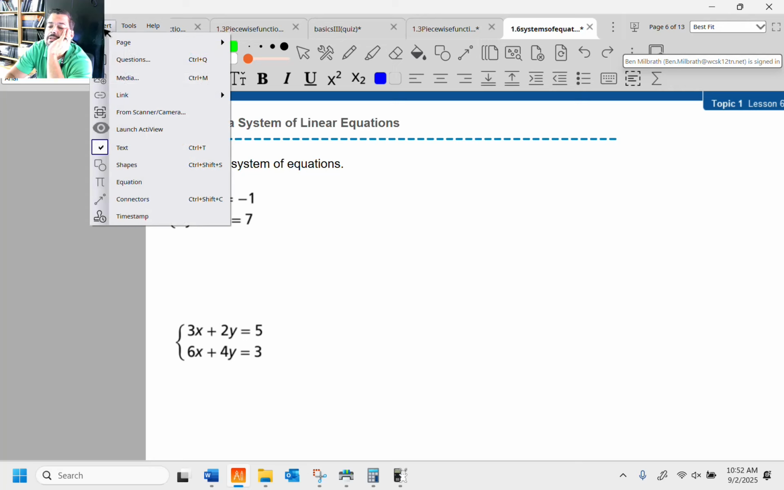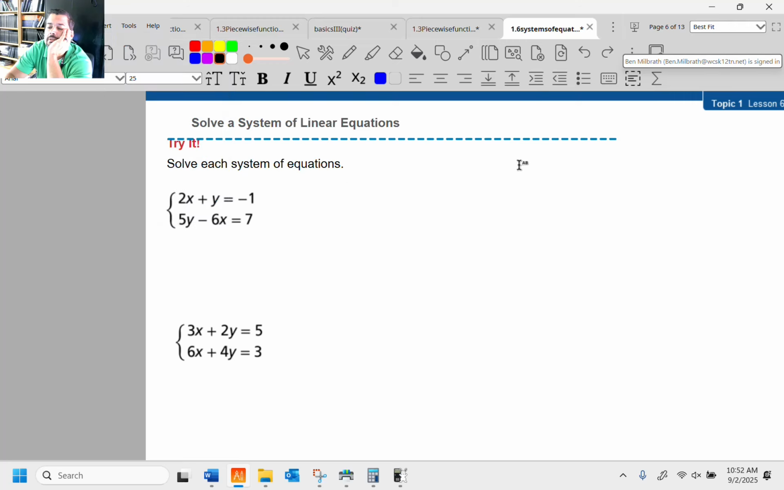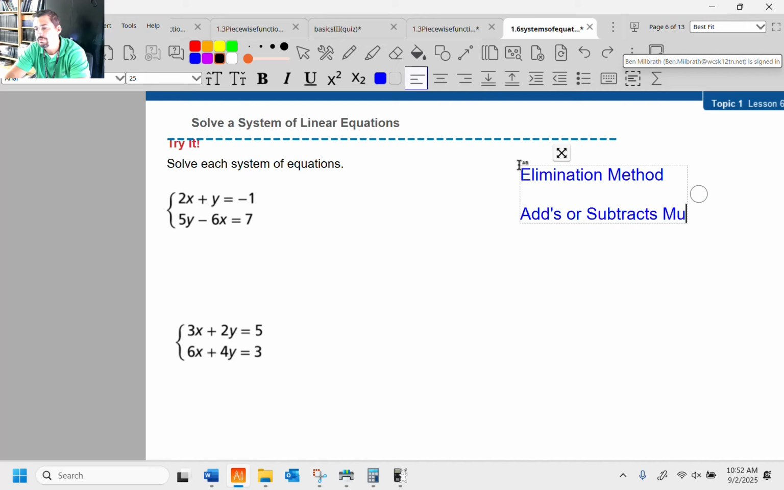All right. Now, how are we going to solve these? So far I have done transitive property and substitution, which are supposed to be refreshers, but I want to talk about the elimination method from here on out. Elimination method. The elimination method adds or subtracts multiples, if needed, of one equation from another so that a variable is eliminated.